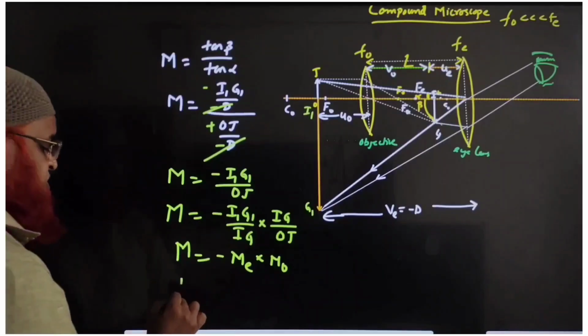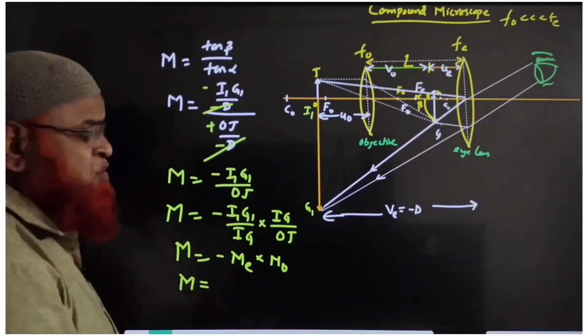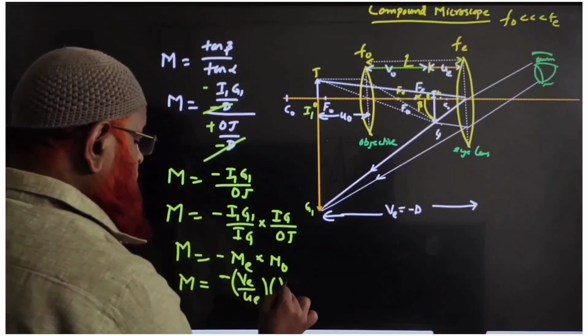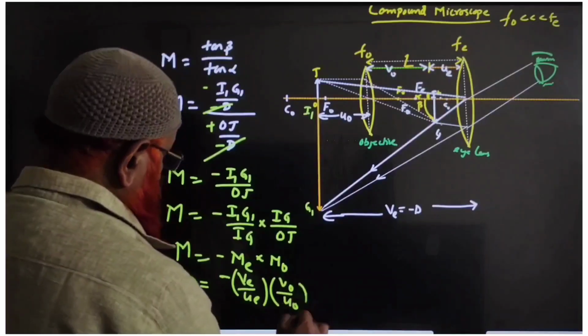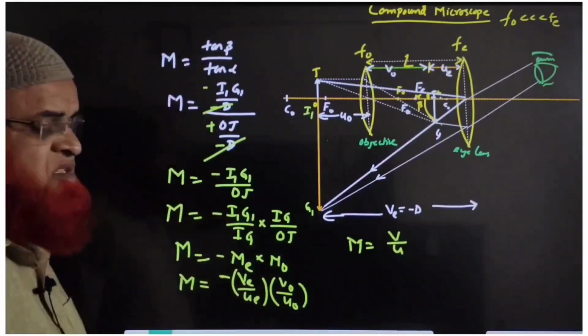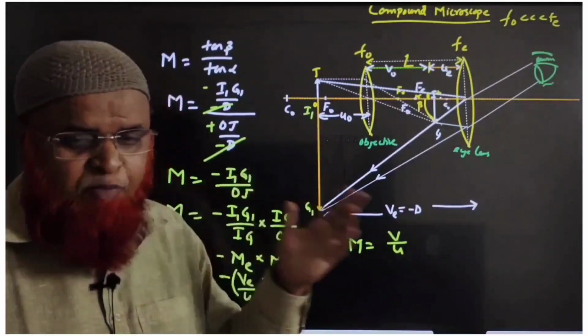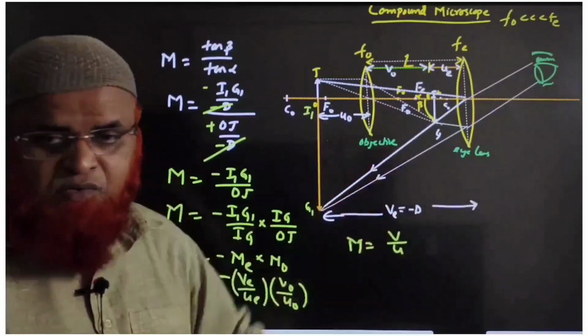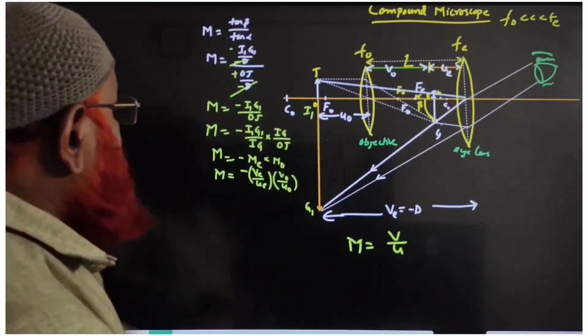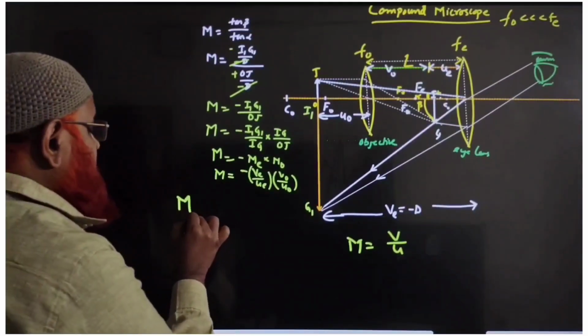But if I convert these magnification formulas in terms of V and U, you all know the general formula is VE by UE into V0 by U0. The general formula for magnification is image distance divided by object distance, which I have proved in the case of simple microscope. Is it understood up to here? Is it clear? Now I would like to find out the magnification at near point.